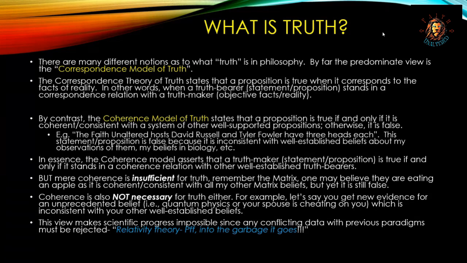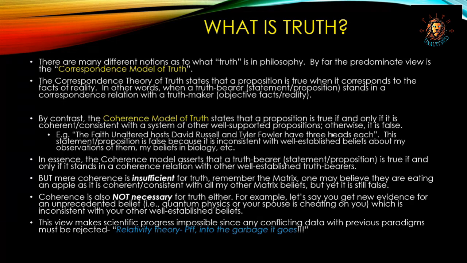So essentially the coherence model is asserting, okay, that's wrong, it should say a truth bearer. The coherence model has no truth makers. There are no truth makers about objective reality. There are only truth bearers. So the coherence model asserts that a truth bearer is true if and only if it stands in a coherence relation with other well-established truth bearers. So you can see there's no role for a truth maker in the coherence model of truth.